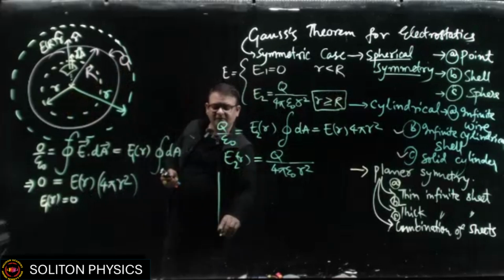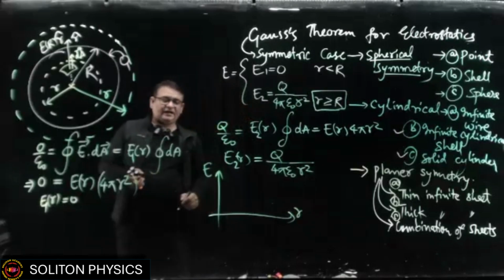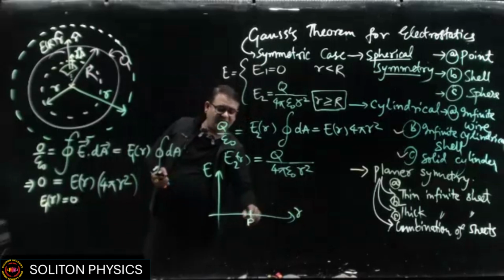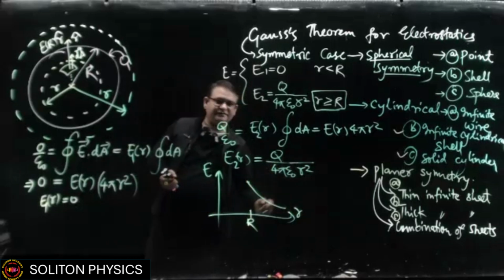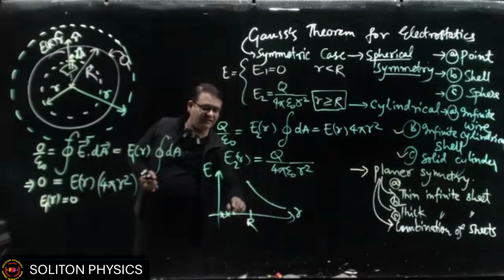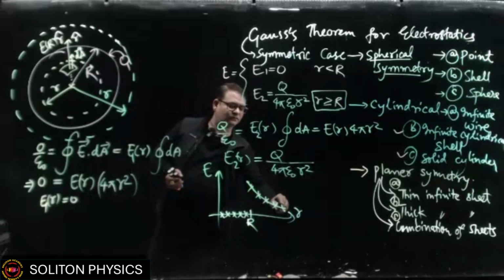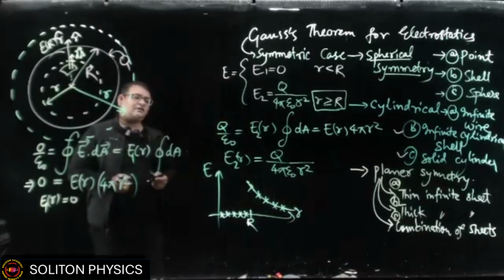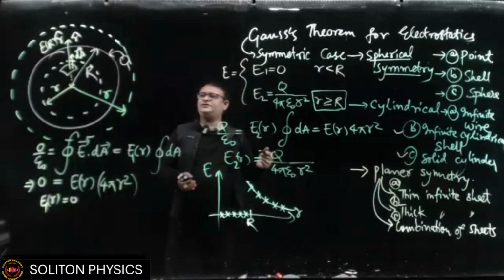So if you make a diagram, very good. If you make a diagram E versus r, then you can see until big R it is 0, and after that it is some value, and this is a hyperbolic function like this, and it will continue. Is this point clear? Yes, sir.